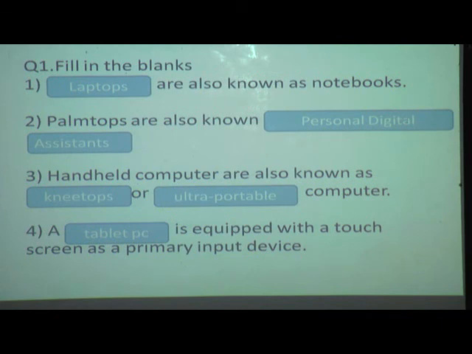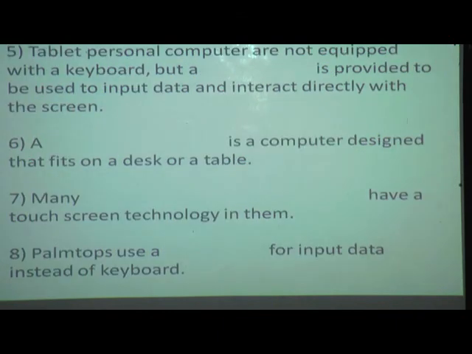Next, fourth one is a tablet PC is equipped with a touch screen as a primary input data. Who is having the touch screen as primary input data? In a tablet PC. Next one is the fifth one. Tablet personal computers are not equipped with a keyboard but a dash dash is provided to be used to input data and interact directly with the screen. What are we using there? It has a special pen.